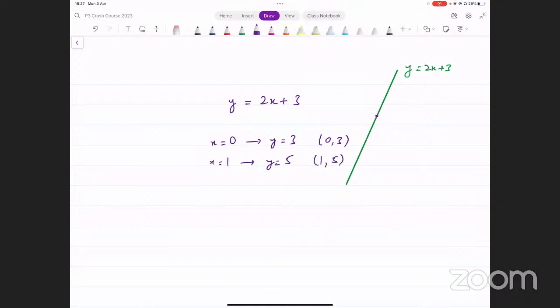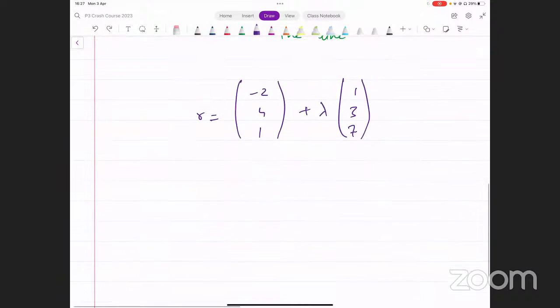So (x, y), what does this represent? (x, y) is a general point on the line. If we input different values of x here, we get corresponding values for y, and these are the particular points that we get. And similarly, you could try inputting other values of x here as well. So x, y represent a general point on the line.